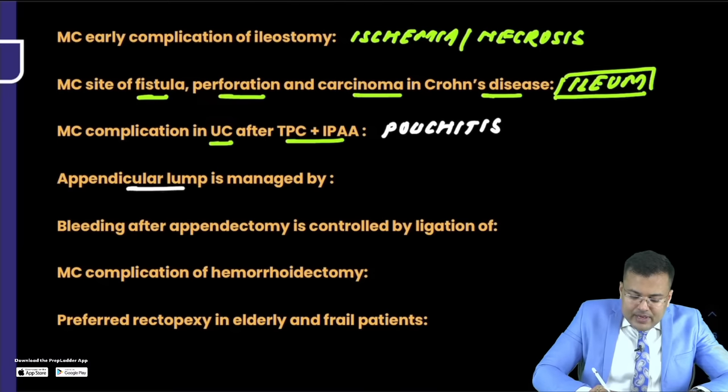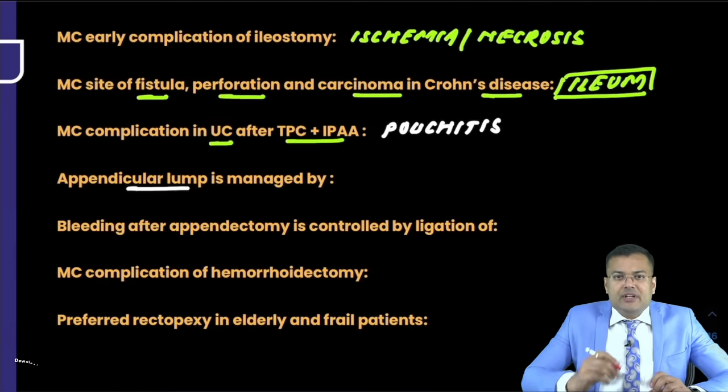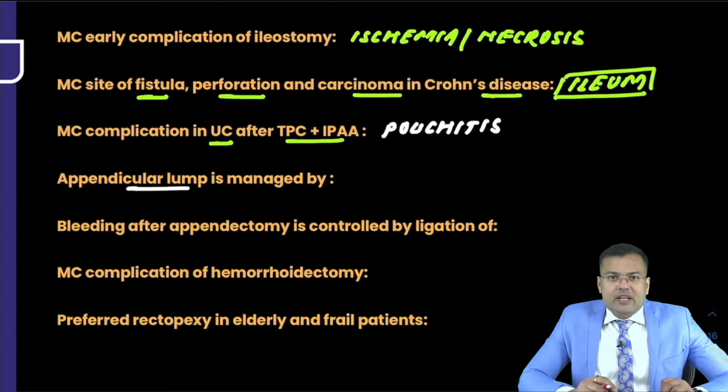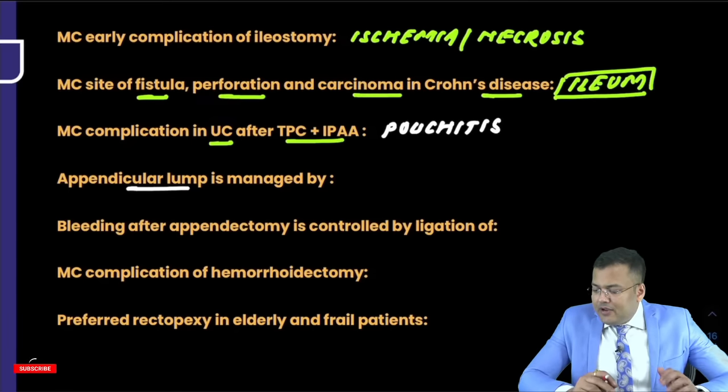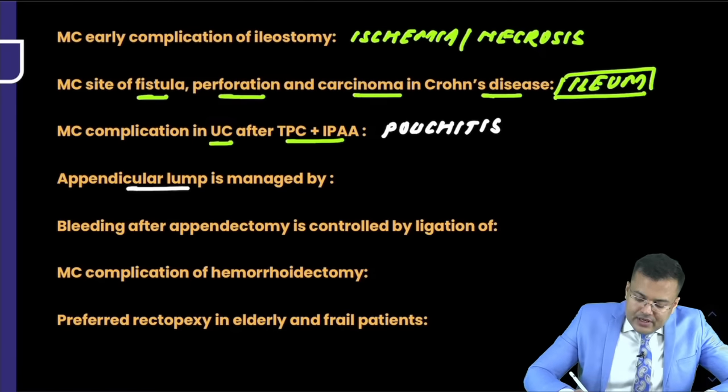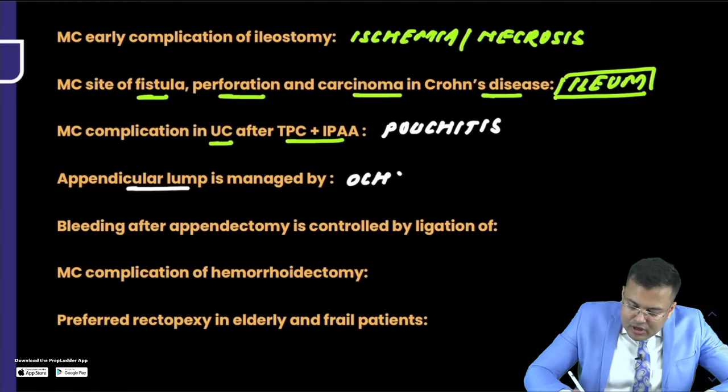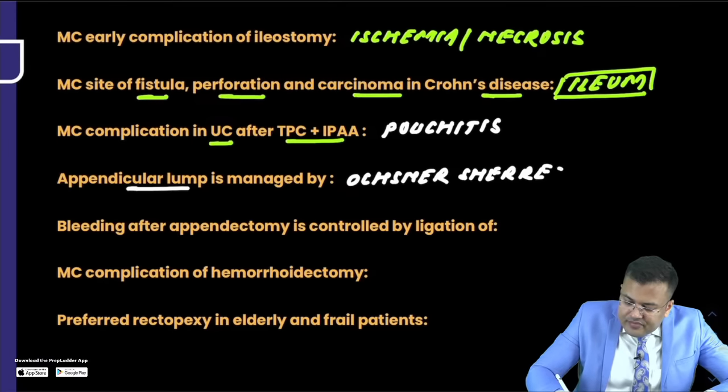Tell me, appendicular lump is managed by which regime? What is the name of regime? Ochsner Sherren regime. So the name of regime, this is Ochsner. Clear, guys? It is Ochsner Sherren regime.